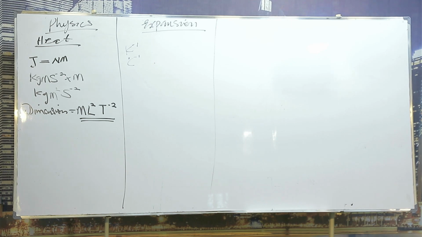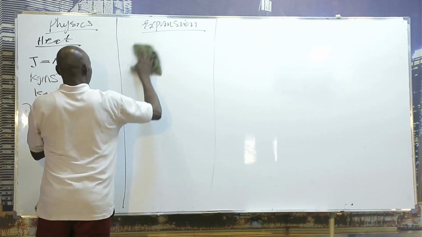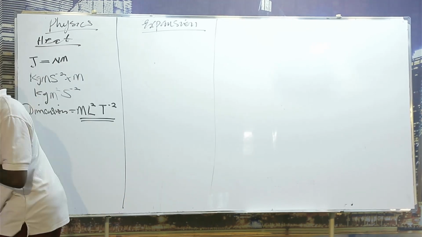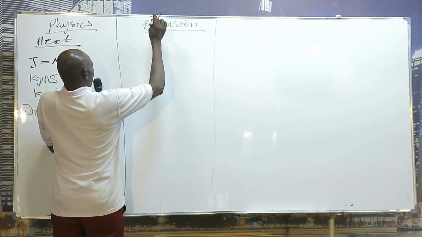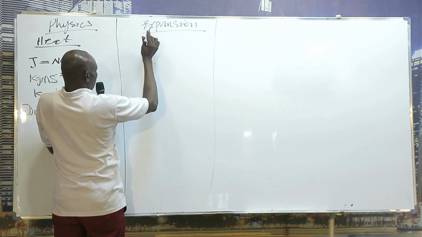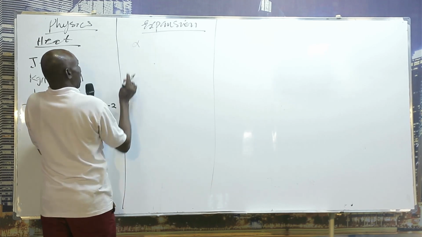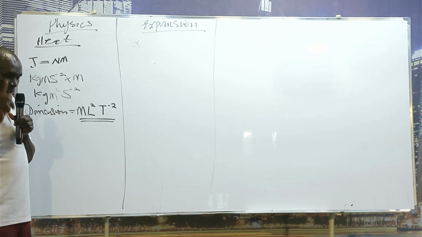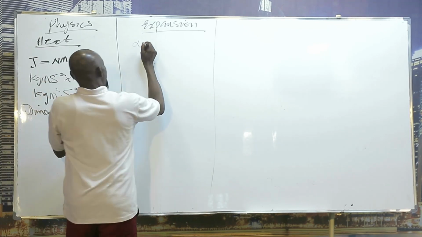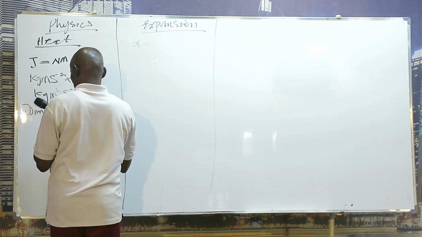Thank you. Now that's the definition. Let me bring in this definition. It will take us to other areas. We say linear expansivity is normally known by alpha. Alpha means linear expansivity.